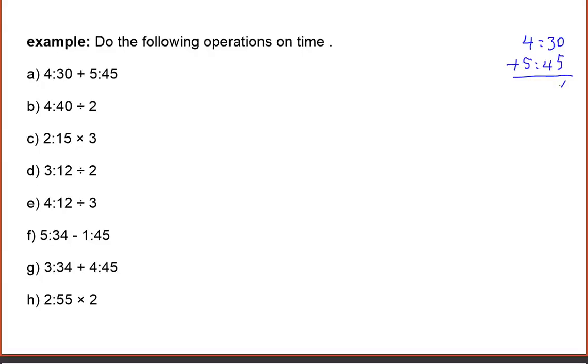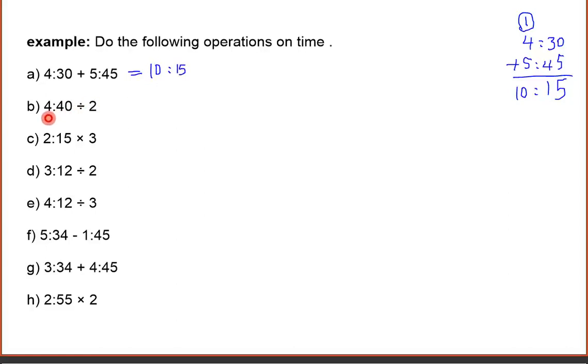So 0 and 5 is 5. 3 plus 4 is 7, but it's inappropriate to write 75 minutes. The minutes shouldn't exceed 60. That's why I write 1 here, and 1 hour will be added to the hours, because every 60 minutes is an hour. I took 60 from this and added 1 to the hour. Now the result will be 10 hours and 15 minutes.